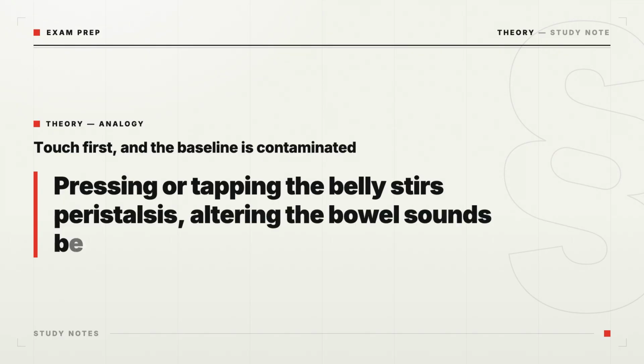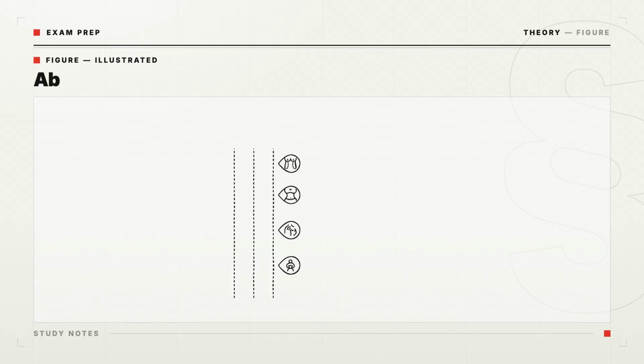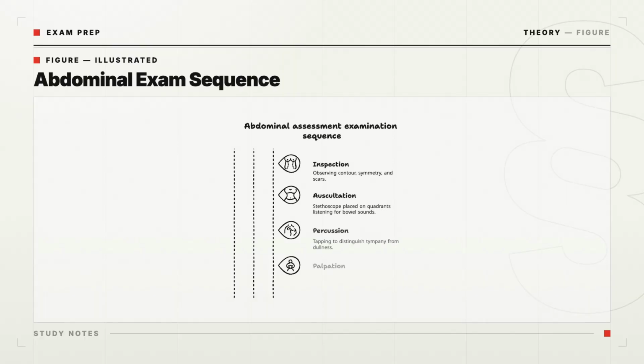Palpation and percussion can stimulate or quiet peristalsis, so any bowel sounds heard afterward no longer reflect the patient's true resting activity. Since auscultation exists to capture those sounds, listening has to happen before any disturbance. Inspection comes first, scanning contour, symmetry, scars and pulsations without touching anything. Then auscultation, listening in each quadrant for bowel sounds. Percussion follows, tapping to tell gas-filled loops from solid organs, and palpation comes last, saving any painful area for the very end.